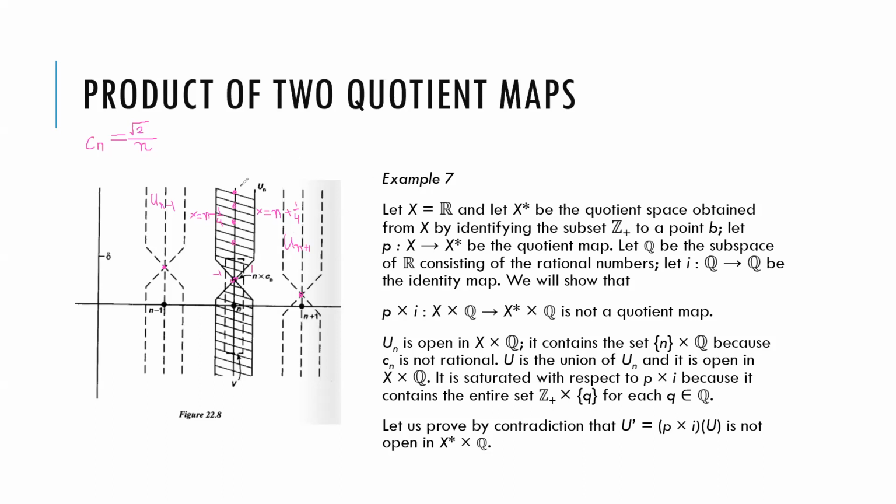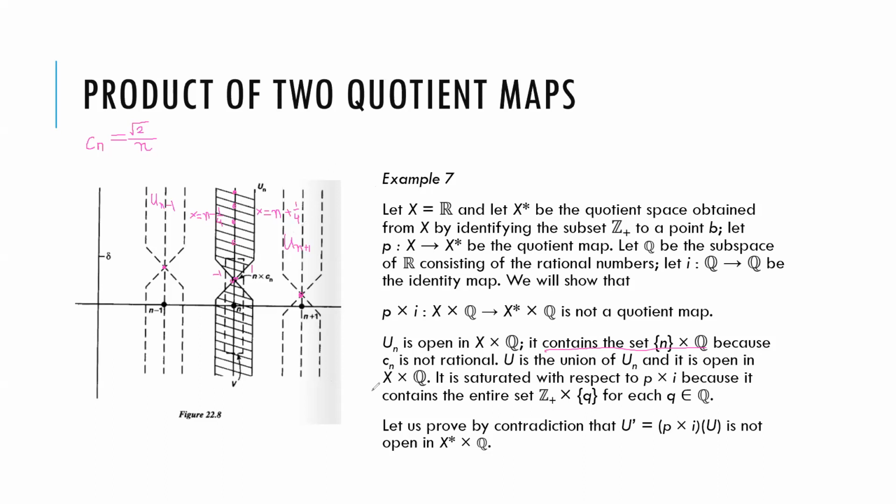And if U is the union of Un, then it is open since each of the Un are open, and it is saturated with respect to P cross I because it contains the entire set Z plus cross q for each little q in big Q. The statement follows from this, since for every n in Z plus we'll have every q.